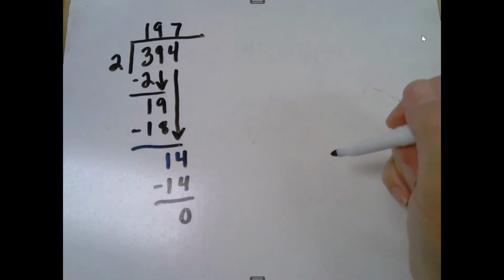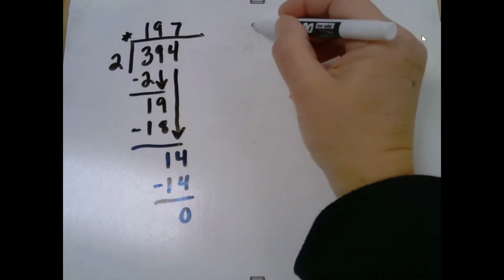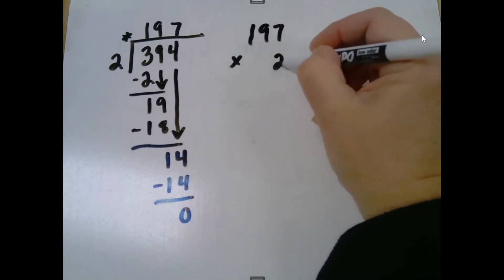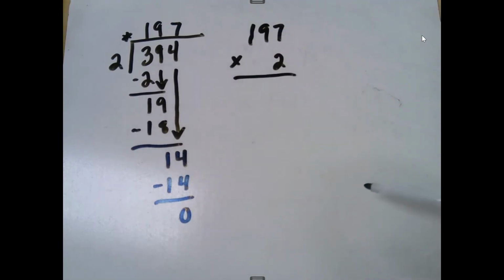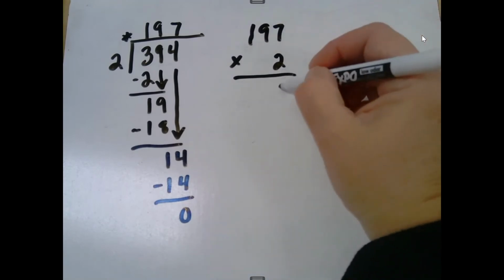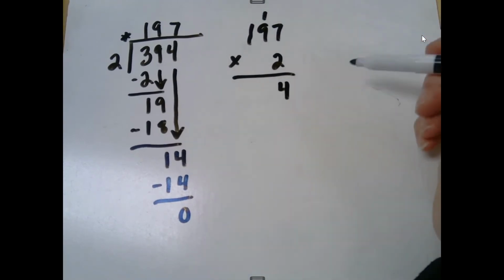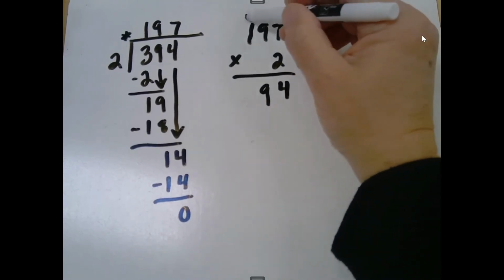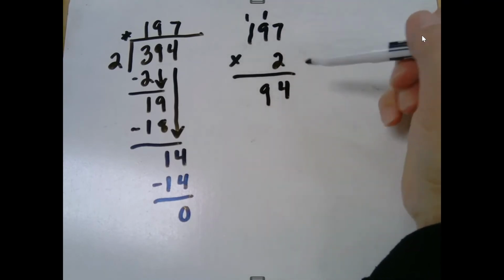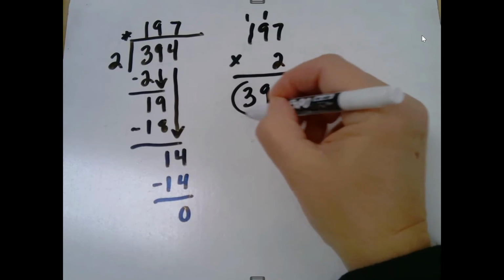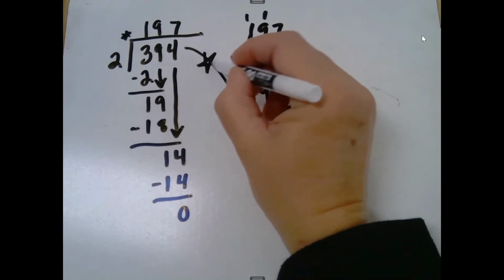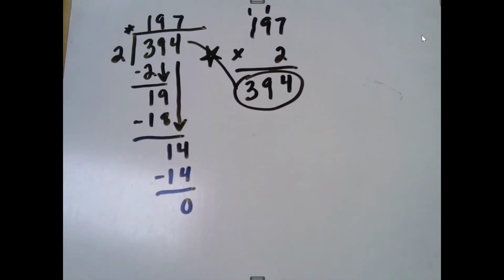How do I check that? Well, these are my two factors right here. So I'm going to take 197 and I'm going to multiply by 2 and see if I get the number in the box. 2 times 7 is 14, carry the 1. 2 times 9 is 18, plus 1 is 19, carry the 1. 2 times 1 is 2, plus 1 is 3. Do we match? We do. I'm going to give us a star. Yay. Okay, so that's number 2.